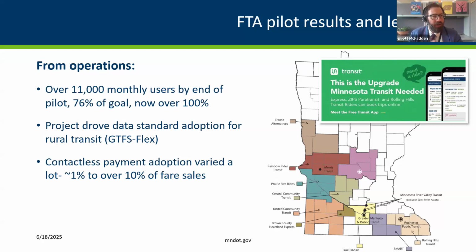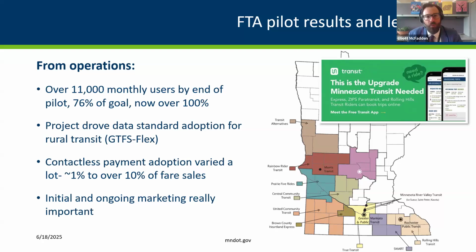It was a little more varied on the adoption rates for contactless payment in the rural setting. So we had some agencies where they were getting 10% of their fares by the end, increasing each month, from users using the contactless in-app payment. And in some, it was only around 1% and didn't seem to be moving. So that could be very particular based on the marketplace and the users.